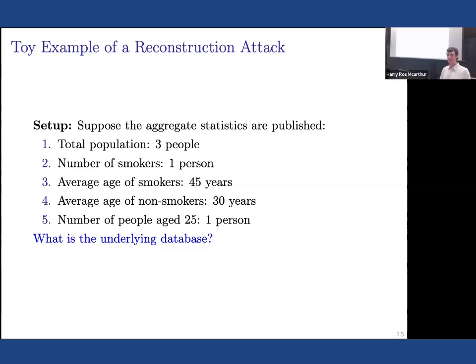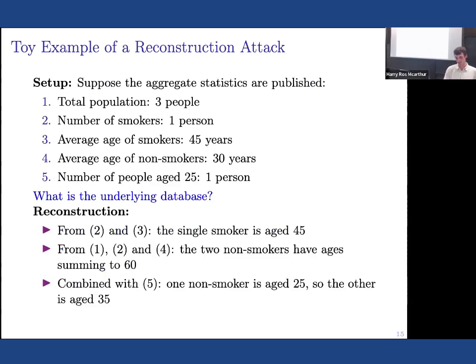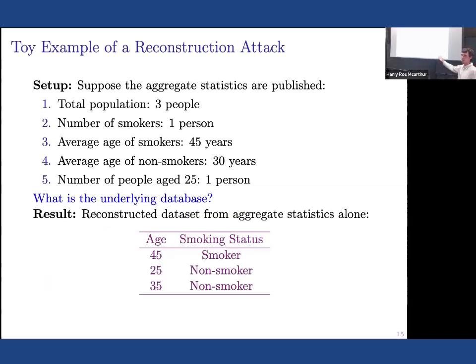So, this is a warm-up example. If we go through and actually think about what the database is, it's not hard to see that if there's 1 smoker and the average age of the smokers is 45, there will be 1 smoker aged 45 years. There will be 2 people that are non-smokers in the database if there's a total of 3. And we know that one of them is 25 and the average age of the 2 of them is 30. So the other one will be 35. And this gives us the database here.